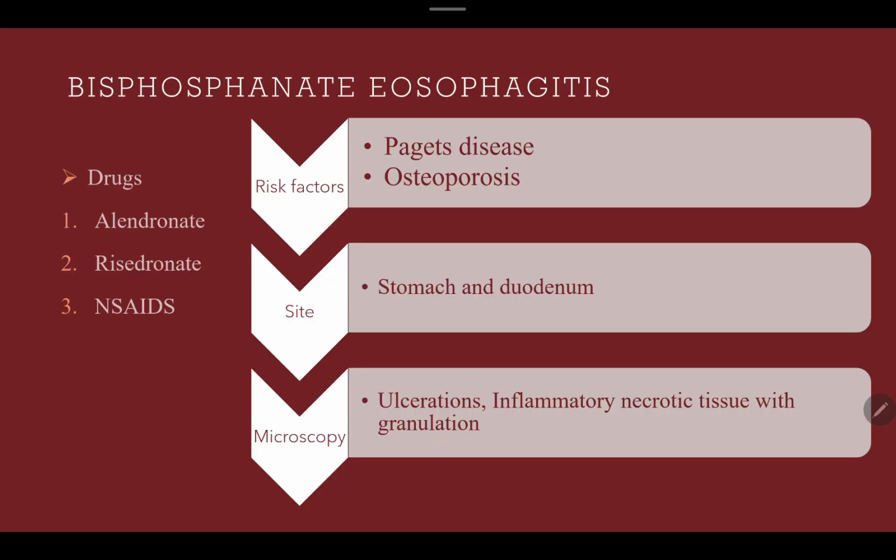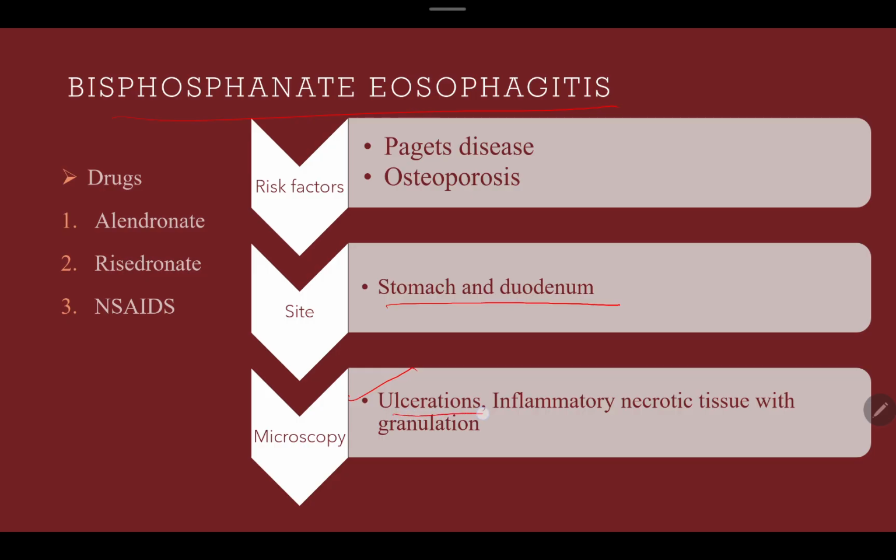Next is bisphosphonate esophagitis. It is due to drugs such as alendronate, risedronate, or NSAIDs, in patients mostly with osteoporosis or Paget's disease, who are continuously on bisphosphonates. This causes bisphosphonate esophagitis. The site is mostly the stomach and duodenum. There is ulceration, inflammatory and necrotic tissue with granulation tissue.